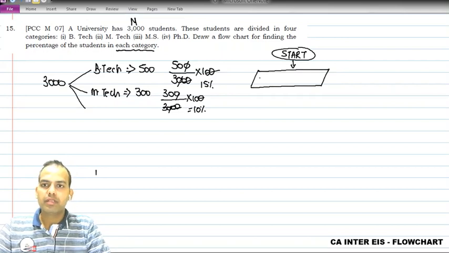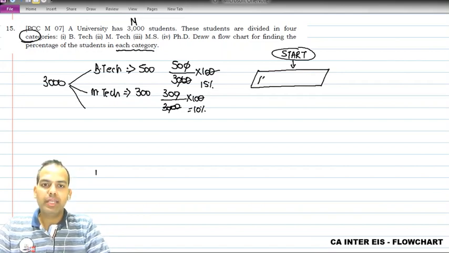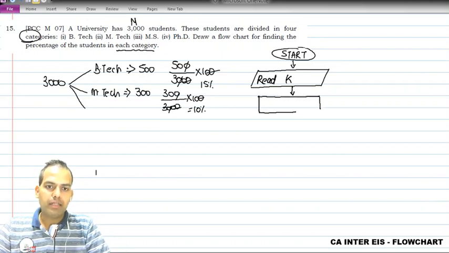You need to understand which category the student belongs to. So the input will be K. So I need to write here read K, because the data is already there. We need to find out K. Read K. Okay. I'll be using some variables to define them. Either I'll make them 0 or something like this. Okay, so look at this very carefully. This is the start point.